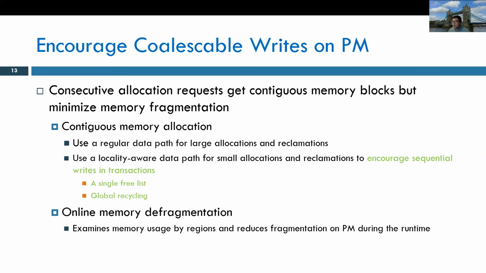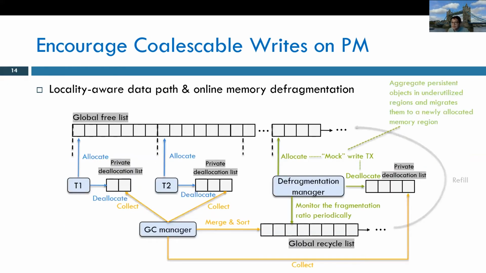Because the single free list design may introduce memory fragmentation, ArchTM uses a lightweight online memory defragmentation technique that detects memory usage by regions and reduces fragmentation on persistent memory. This slide shows an overview of locality-aware data paths in the contiguous memory allocation and online memory defragmentation.